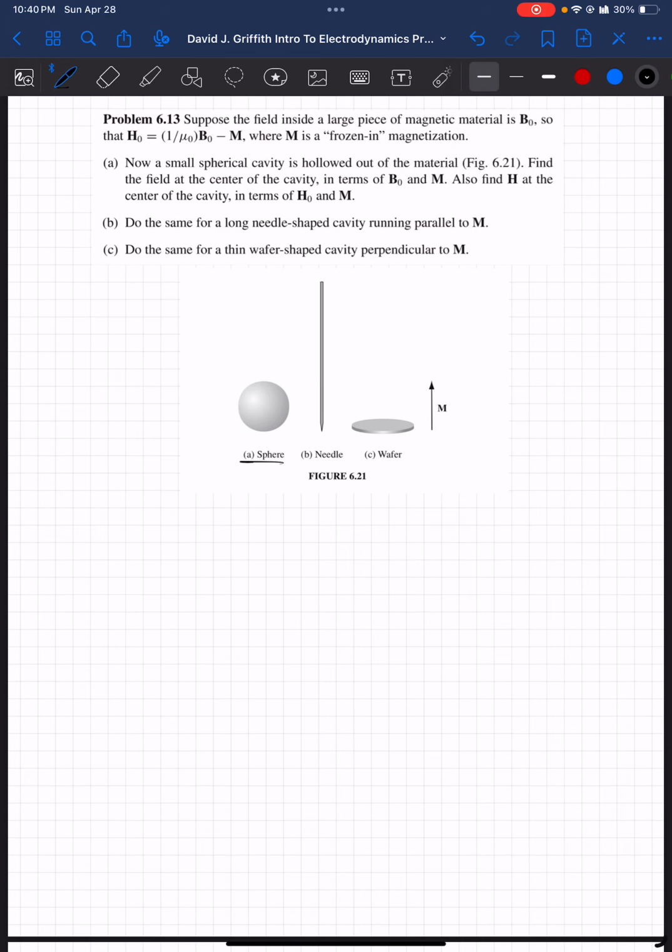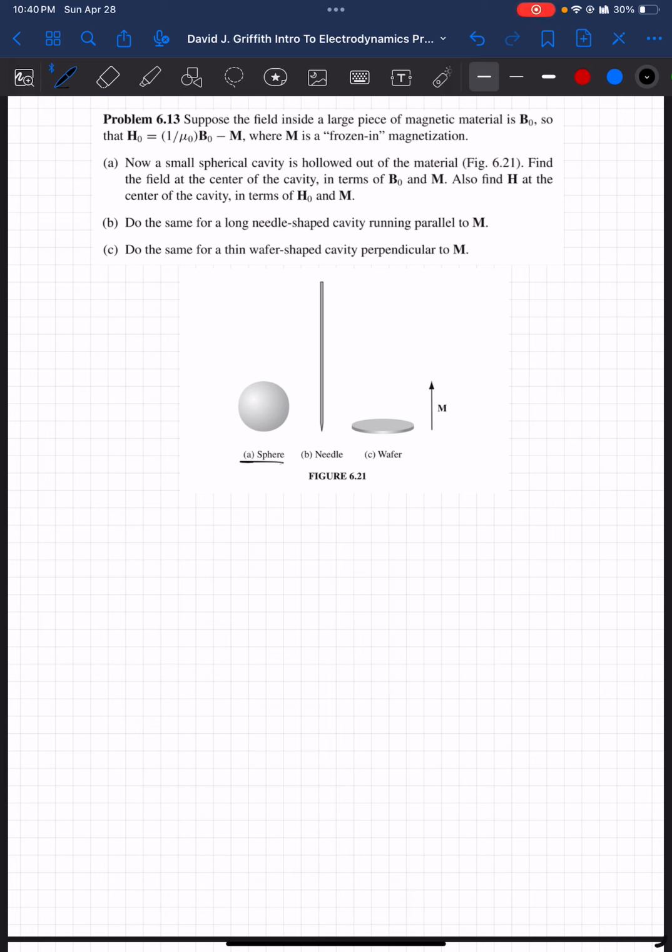Hello, in this video I will be solving problem 6.13 of David J. Griffiths' Intro to Electrodynamics, 4th edition. Problem 6.13 says, suppose the field inside a large piece of magnetic material is B naught, so that H naught is equal to 1 over mu naught multiplied by B naught minus M, where M is a frozen-in magnetization. Part A states, now a small spherical cavity is hollowed out of the material.